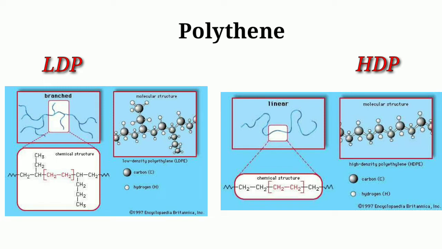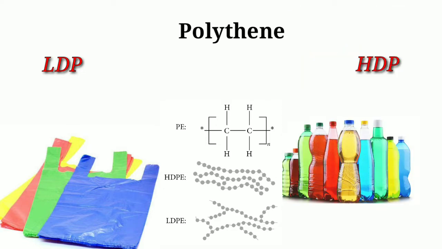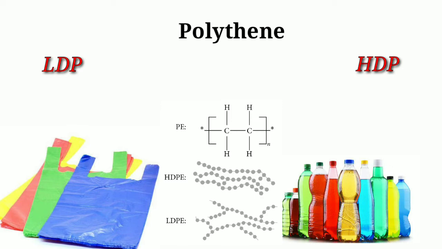They have a low melting point. They are used to make insulation for cables, packaging bags, toys, etc. These low density polythenes are chemically inert and tough, but mechanically they are weak. High density polythene has a high melting point and high density. They are used to make bottles, jars, drums, pipes, etc.